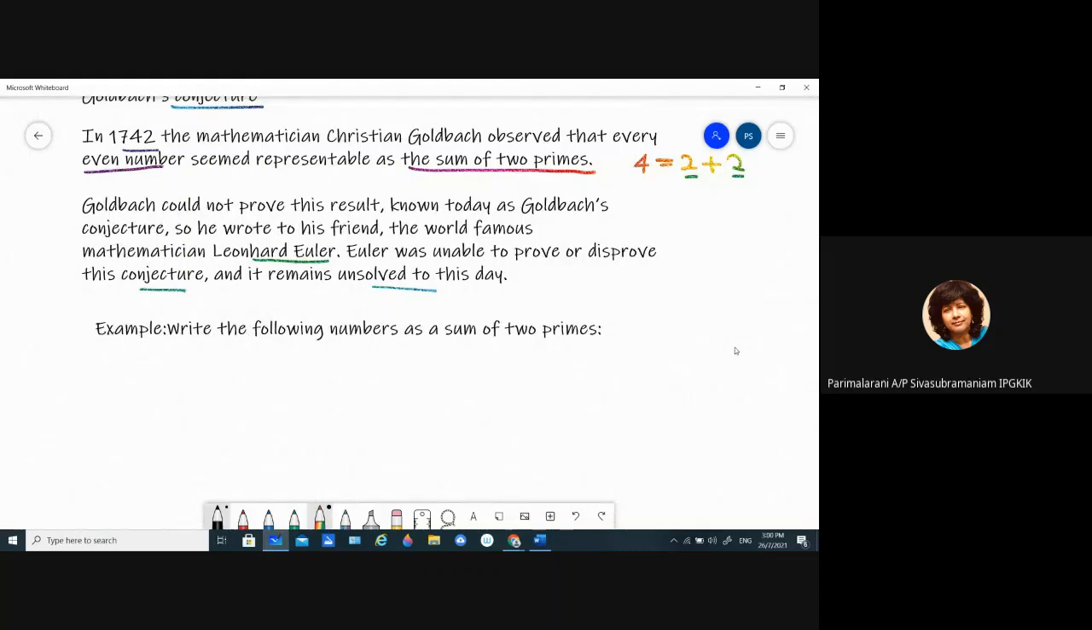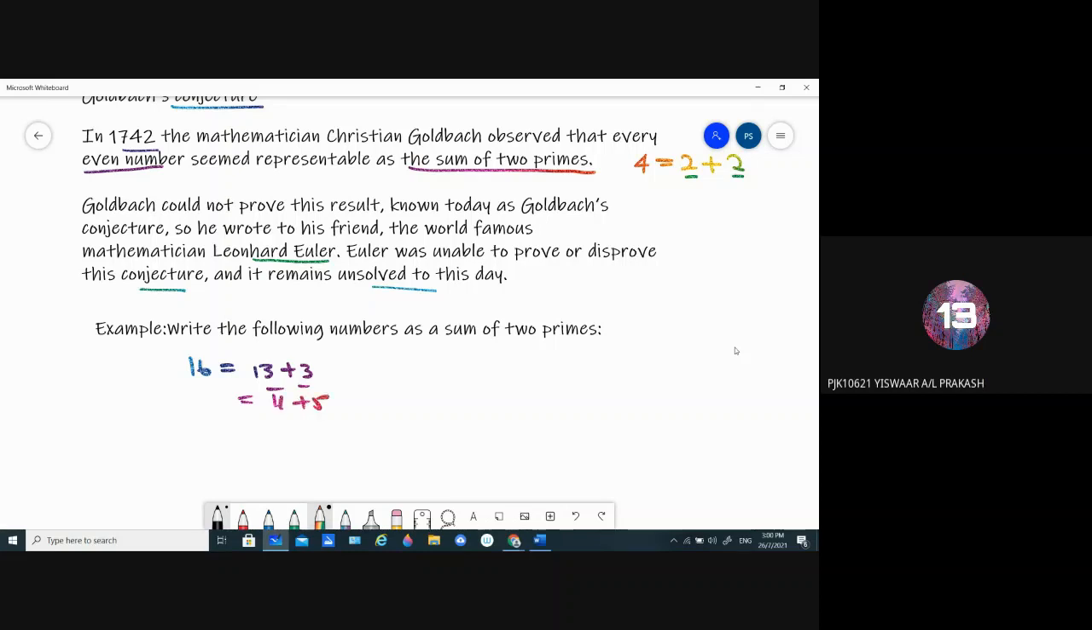For example, write the following numbers as a sum of two primes. Let's see if we can write 16 as a sum of two primes. How would we write this? 13 plus 3. Good. Both of these are prime numbers. Any other combinations? 11 plus 5. Right, 11 plus 5.